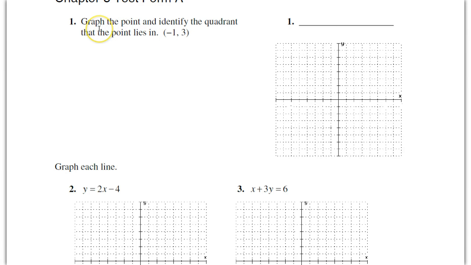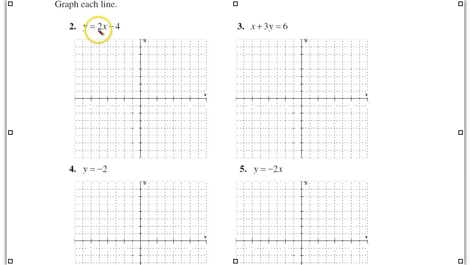So here, graph a point on this graph. And the point is this. So remember, it's an ordered pair, which is x comma y. So our x is first, which is the horizontal axis, and the y is the vertical. So we do -1, go over 1, and then up 3. 1, 2, 3. And you put a dot right there. So that one's pretty easy.